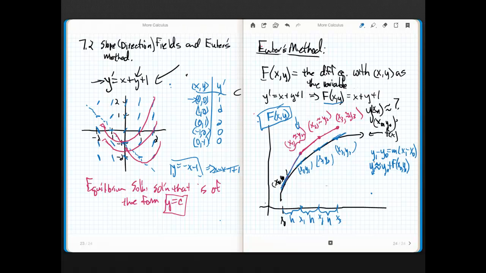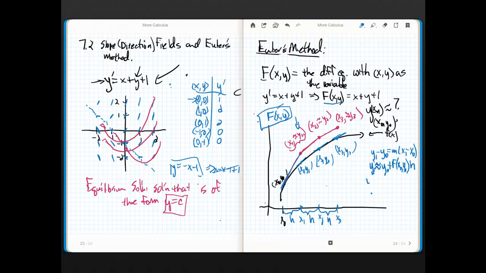Now, I need an initial point. If I don't have an initial point to start from, I am screwed. But then again, wait. What's this x1 minus x0? x1 minus x0. Ah, it's this h. That's it. It's the equation.